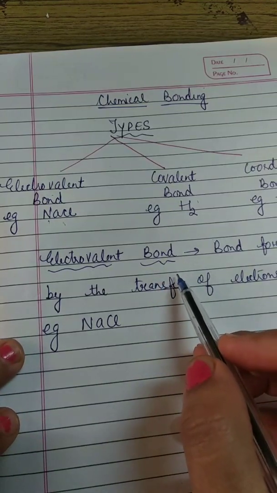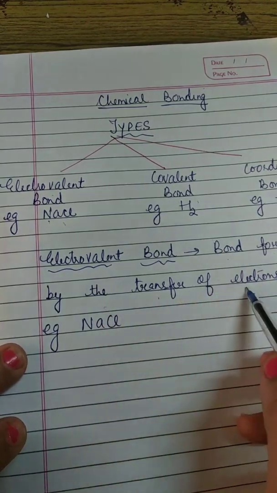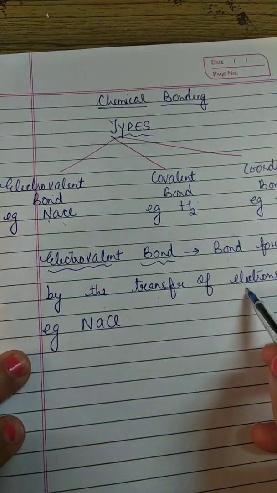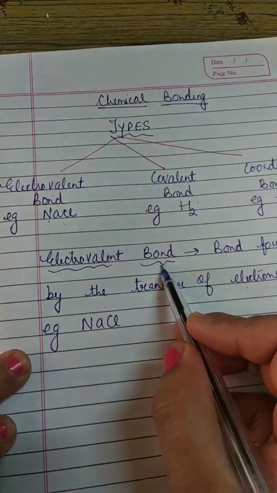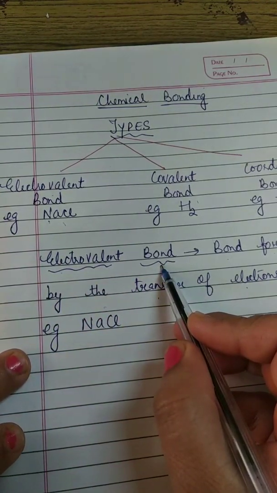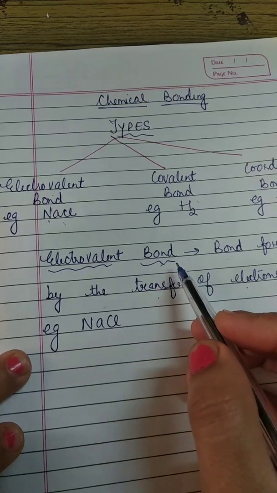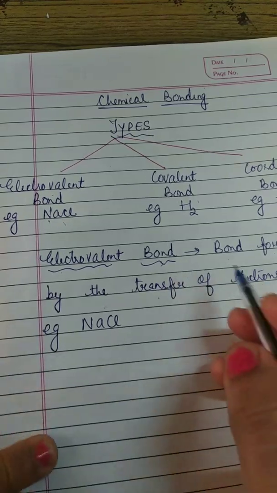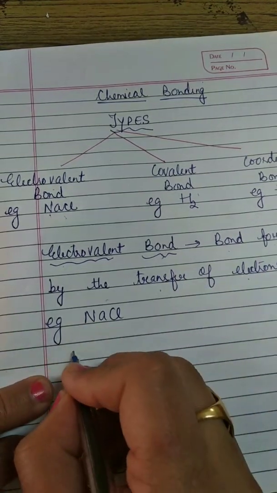Definition of electrovalent bond: bond which is formed by the transfer of electrons from one atom to another is known as electrovalent bond. It is also known as ionic bond as there is a formation of positive and negative ion in a compound. Now let's take an example of NaCl.